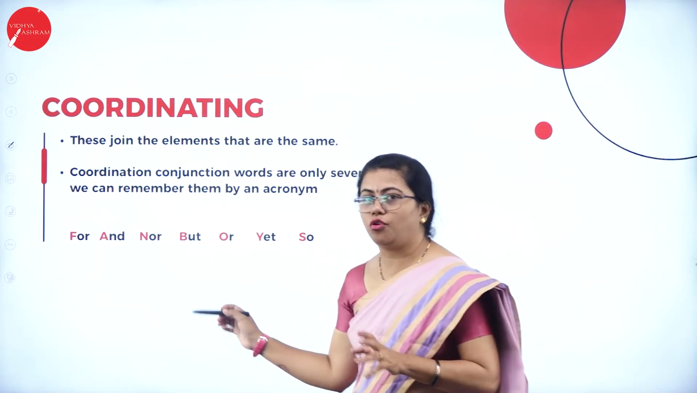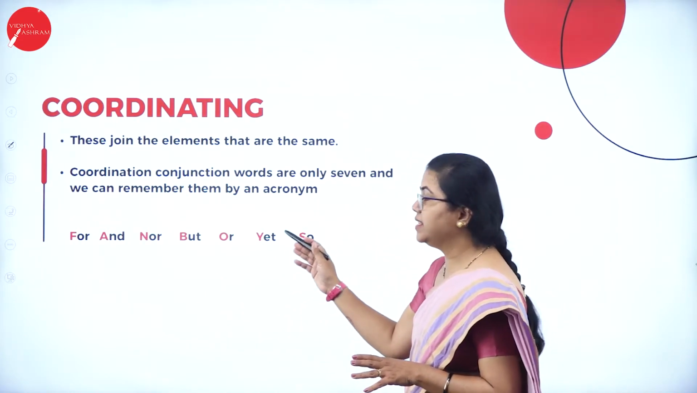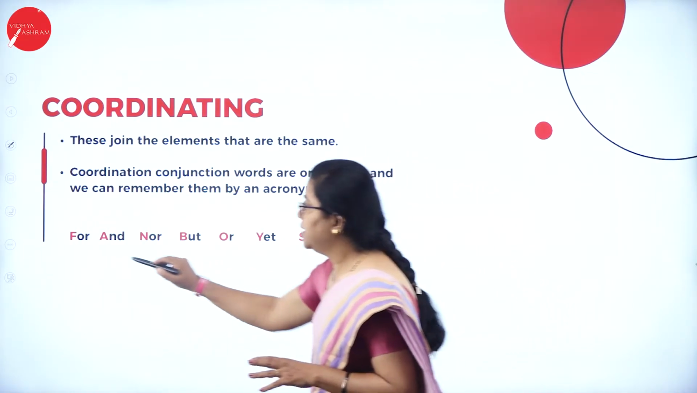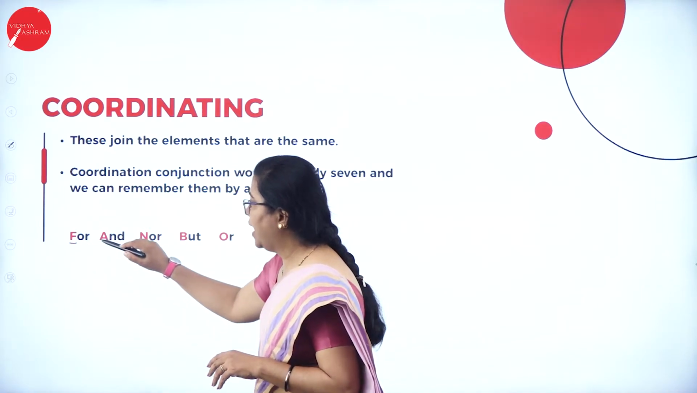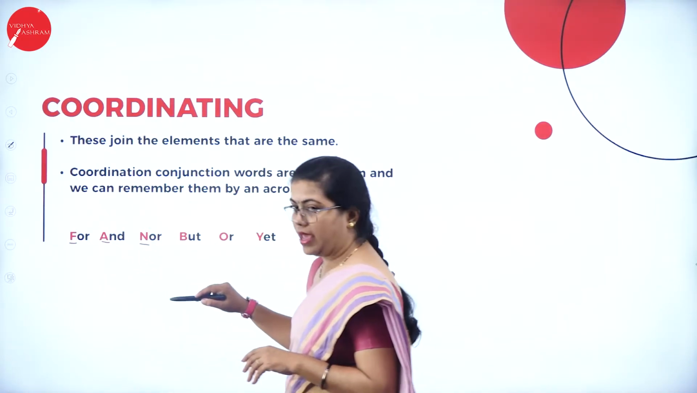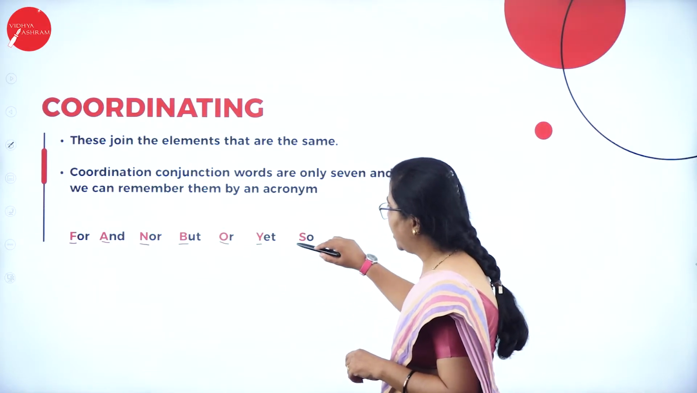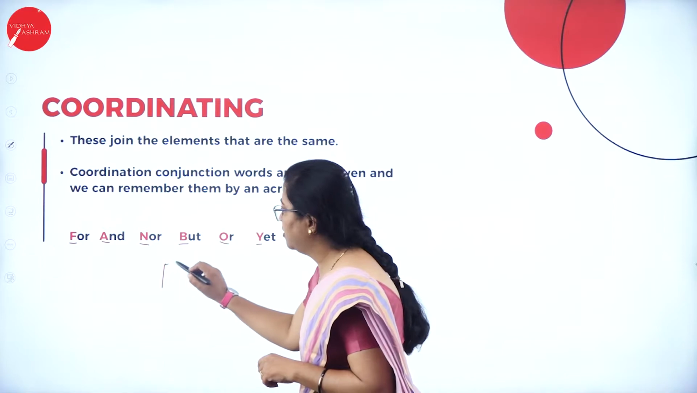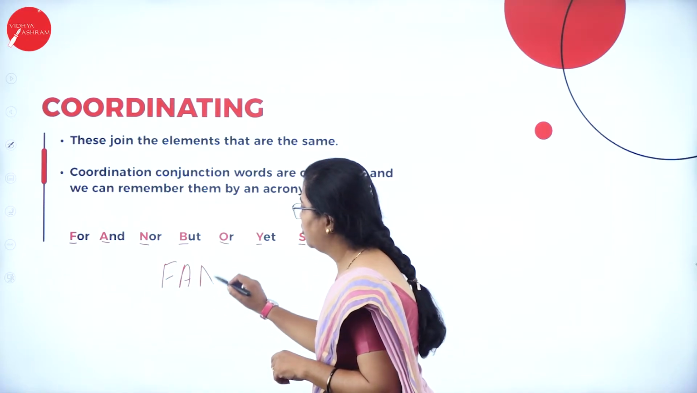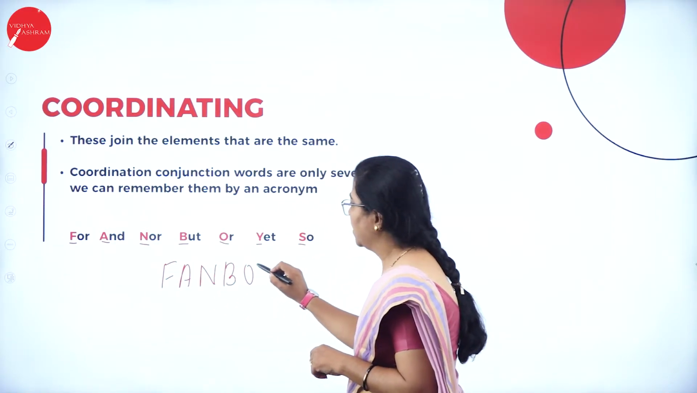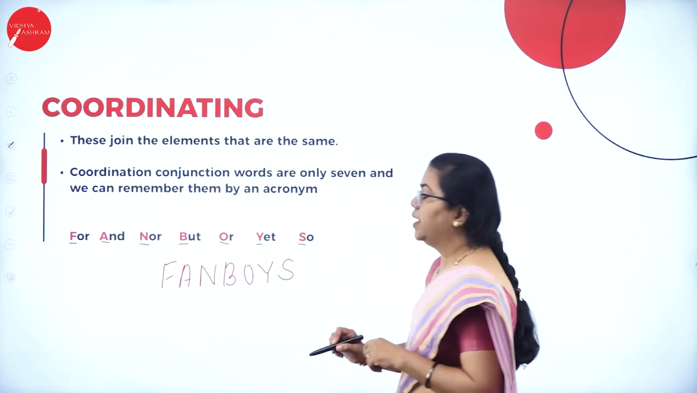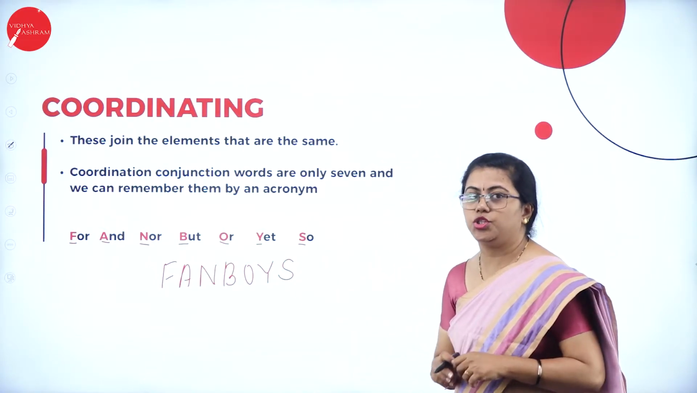You have very few coordinating conjunctions over here. You have only 7 coordinating conjunctions. That is for, F; and, A; nor, N; but, B; or, O; yet, Y; and so, S. So what does the acronym come out to? FANBOYS. Okay, it's easy for you to remember the coordinating conjunctions.